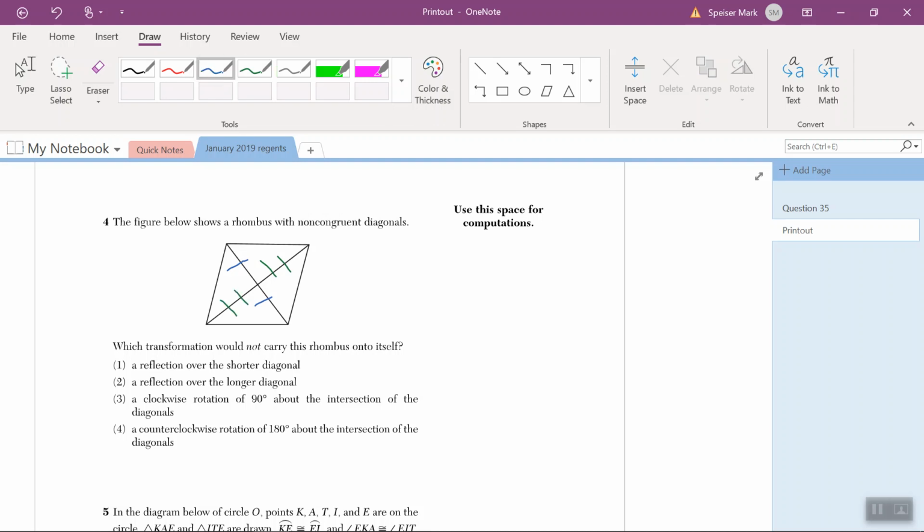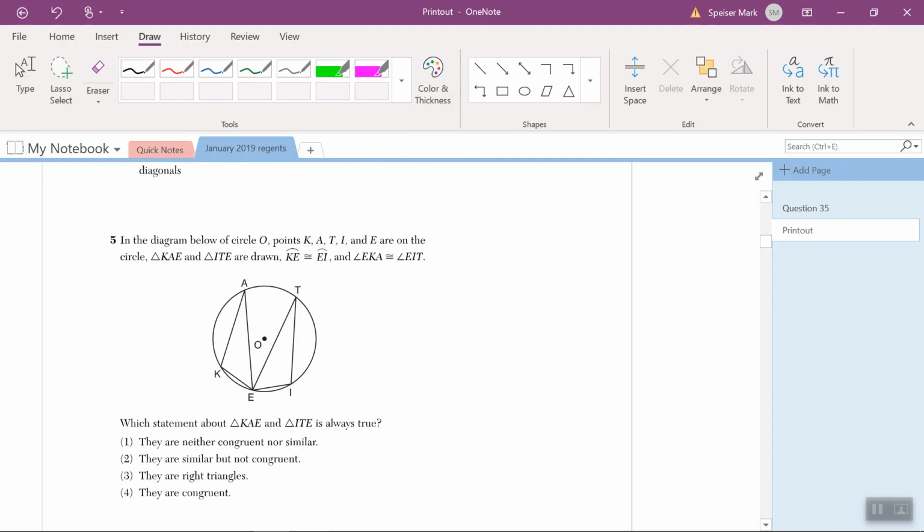If you rotate 90 degrees, choice 3, this goes here and this goes here, making the non-congruent parts line up. So a clockwise rotation of 90 degrees about the intersection of the diagonals will lead to non-congruence.